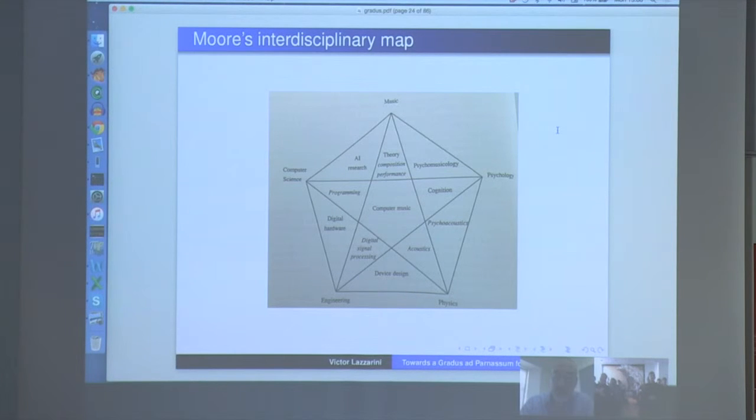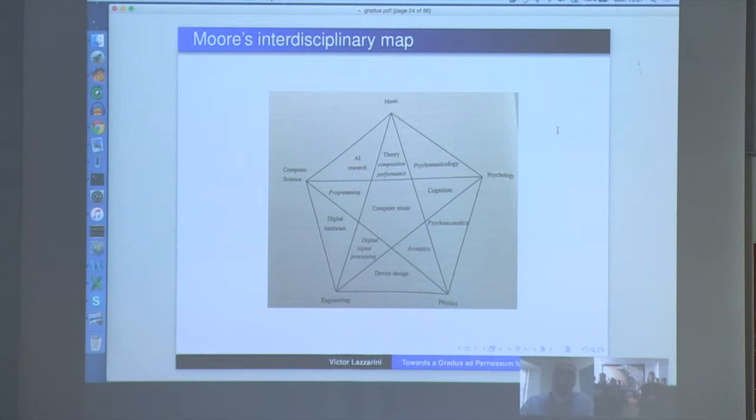You have the intersection of engineering and computer science, digital hardware, as digital signal processing and device design; engineering and physics, acoustics; and computer science and engineering. And leading on to the side, you have programming. And at the top, you have theory, composition, performance, and then psychomusicology on the side towards psychology. And at the center, you have computer music.